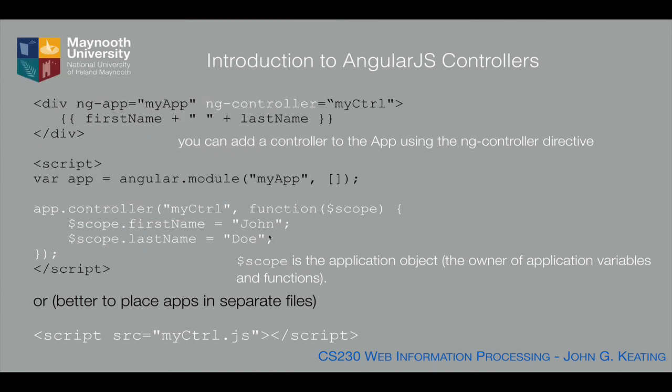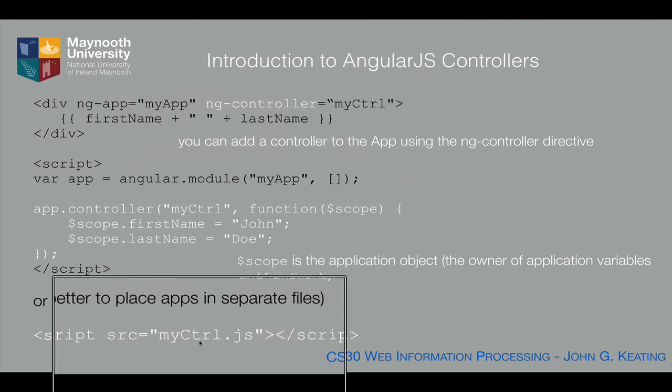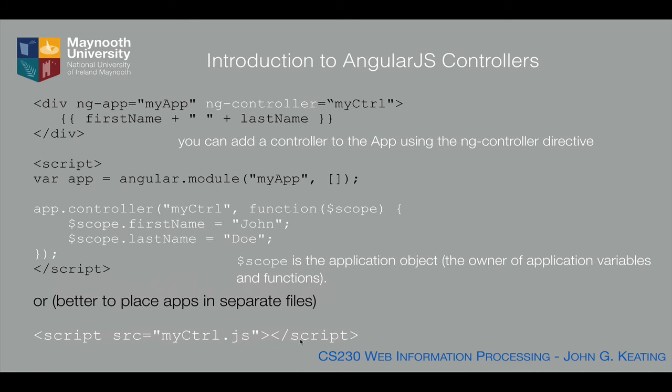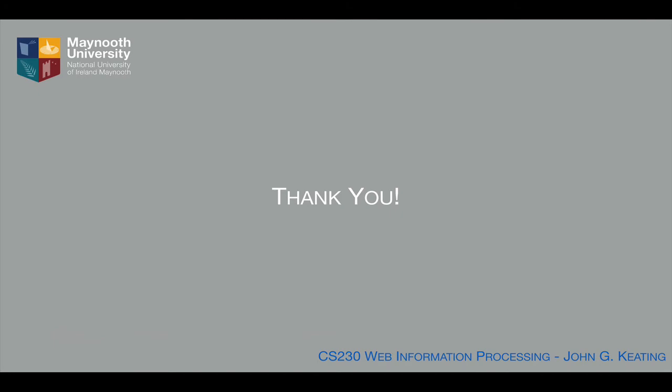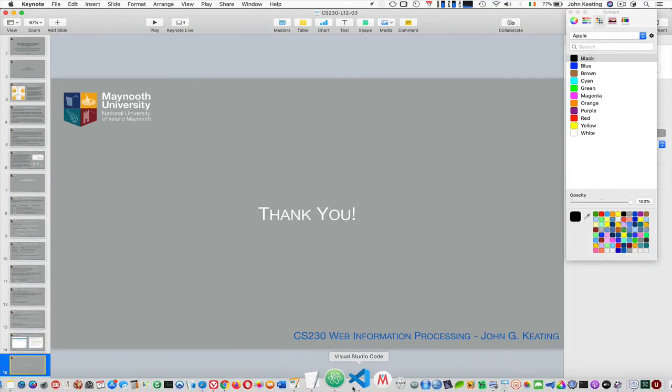Okay, and $scope is the application object, so it owns all the variables. So we can access all the variables like first name that we've created here, last name here, using $scope. Okay, it's probably best to put those into a separate file, of course. And you can see some nice examples using Angular as well, if you want. I've got some links, and you can click through and see some nice examples here. Okay, so let's go back and look at our code example.